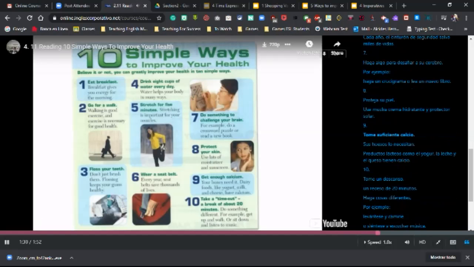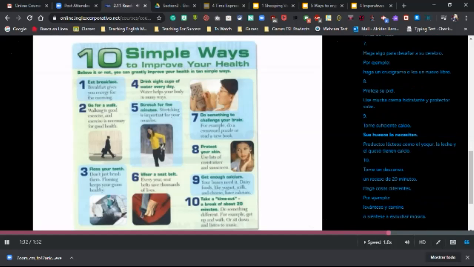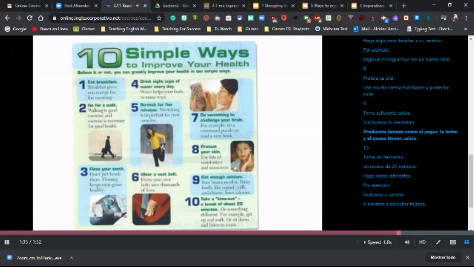9. Get enough calcium. Your bones need it. Dairy foods like yogurt, milk, and cheese have calcium.